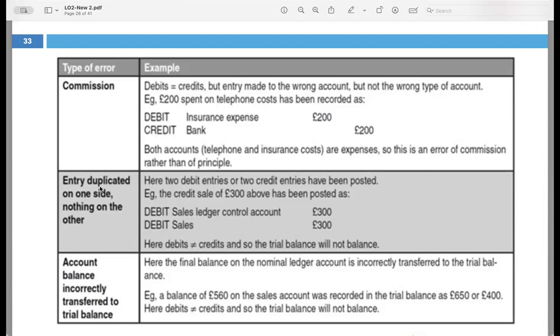Importance of corrections. Correcting errors in the trial balance is crucial as it ensures the accuracy of financial statements. Accurate financial reporting is essential for stakeholders to make informed decisions based on reliable information. Rectifying errors also upholds the integrity of accounting practices and regulatory compliance.